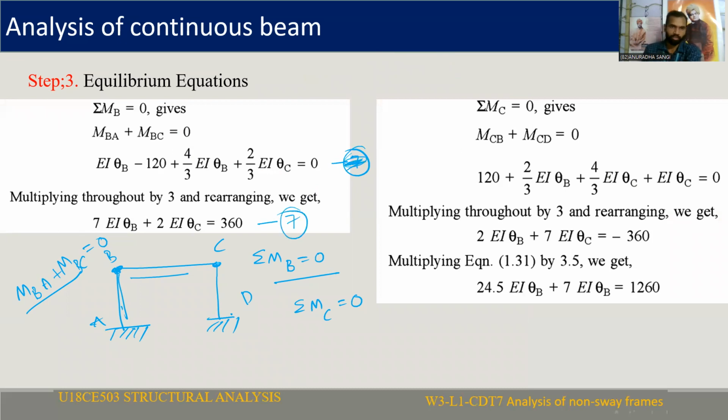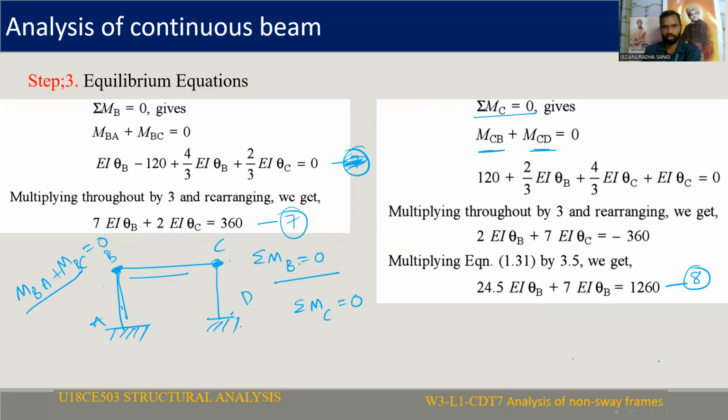Now, another joint equilibrium equation is there: summation of moment at C equal to 0. If you do summation of moment at joint C equal to 0, two members are meeting, the CB member and the CD member. So MCB plus MCD equal to 0. We have already calculated MCB and MCD in step 2. Add them and solve it. You are going to get another equation, that is equation number 8.